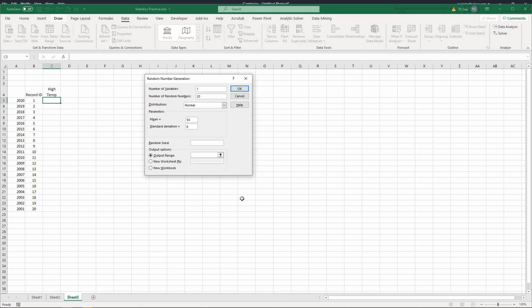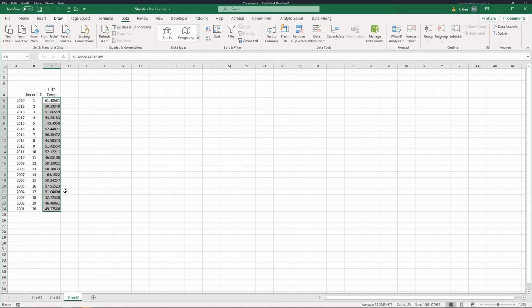And our output range wants to know where to put the data. So I'm clicking C5, all right? And I hit enter, and it drops the numbers down in here.